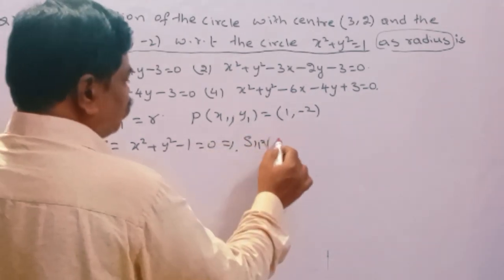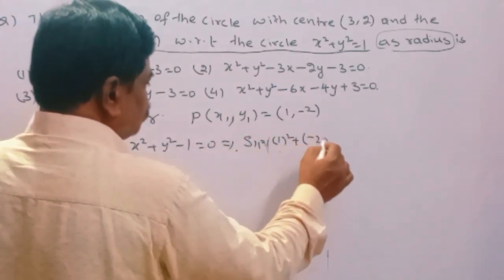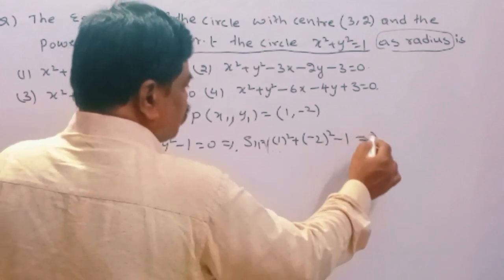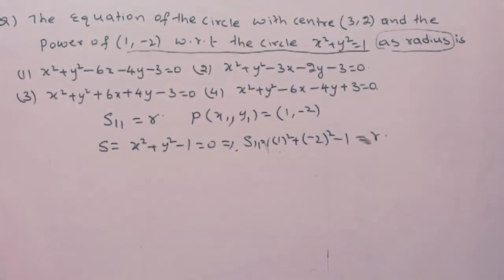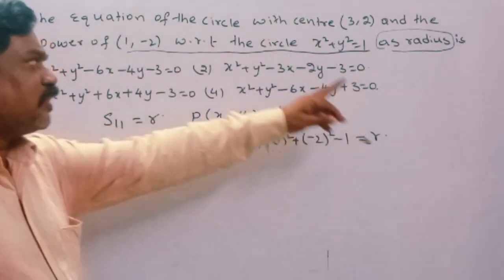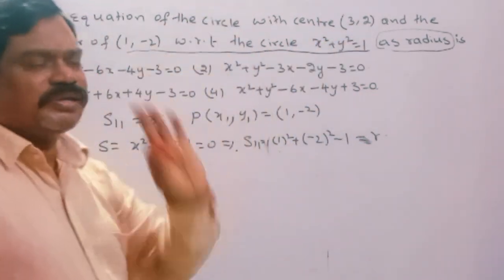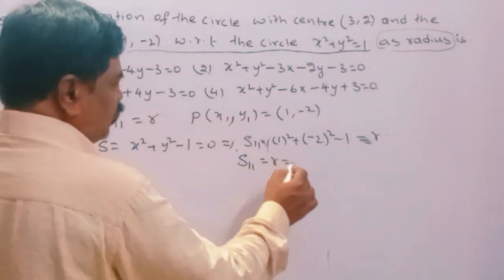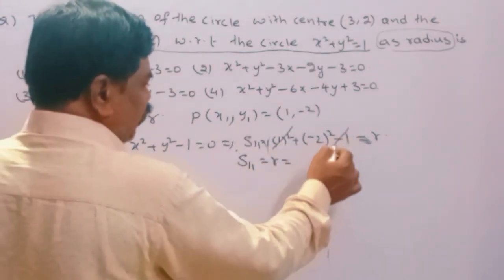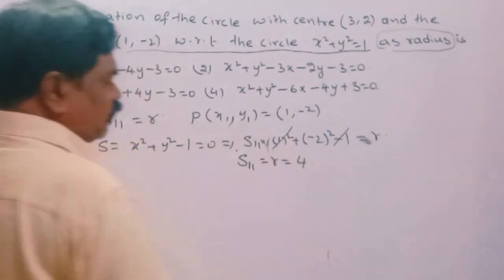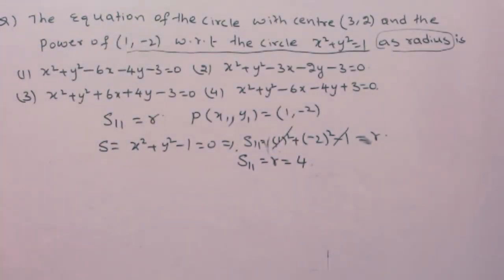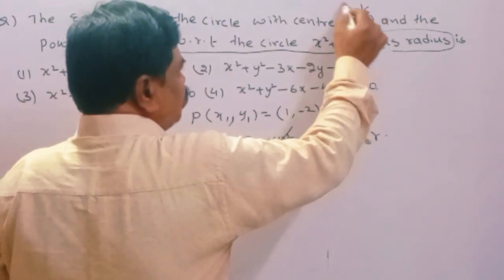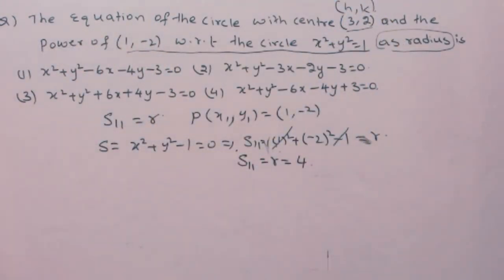This is 1 square plus minus 2 whole square minus 1 is equal to S11. This is the radius of the circle. The center of the circle is 3, 2. Then S11 is equal to R, and this one minus 1 cancels out, and 4 is the radius of the circle. And what is the center of the circle? This is (h, k), the center of the circle.